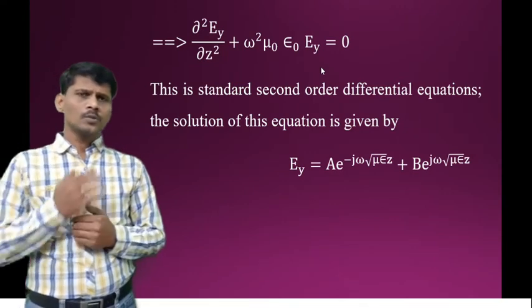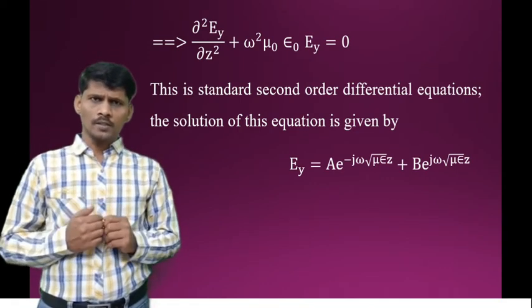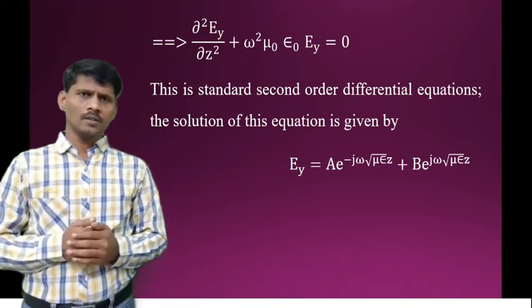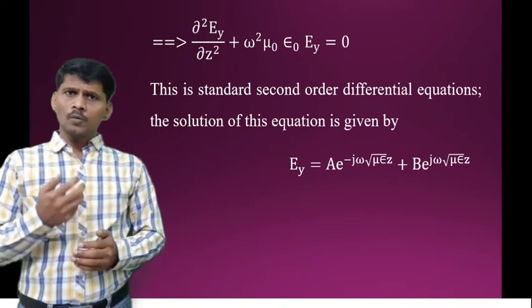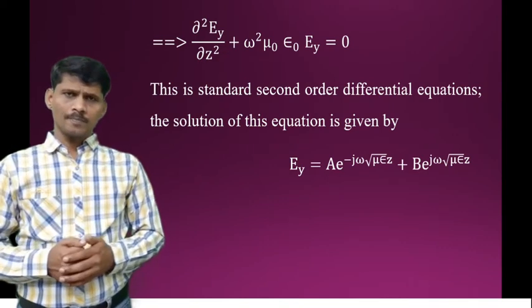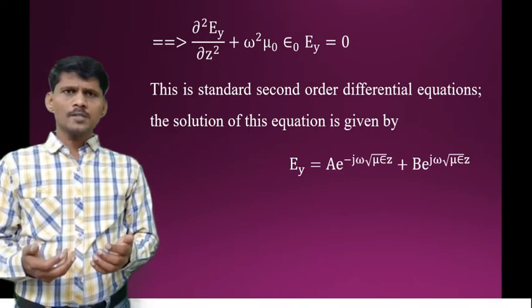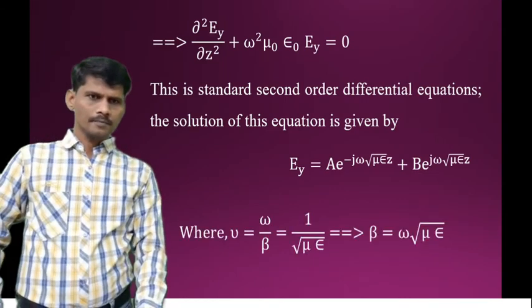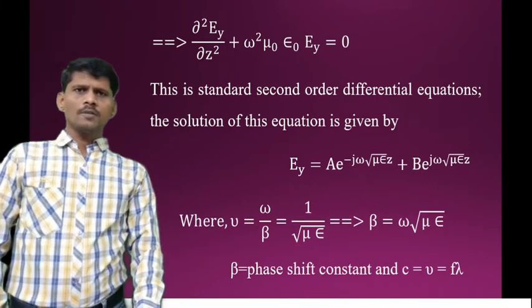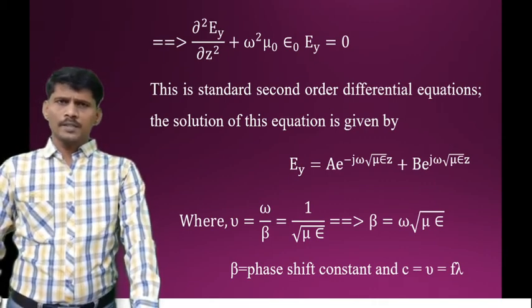How do we calculate the roots of a second order equation? x = (-b ± square root of b² - 4ac) / 2a. Using that expression, we can find the β value; the roots are ω into square root of μ epsilon, that is ω√(μ₀ε₀) or ω√(με). In free space, μ is equal to μ₀ and ε is equal to ε₀. Here v is the wave velocity, v = ω/β, and the phase shift constant β is equal to 2π/λ.